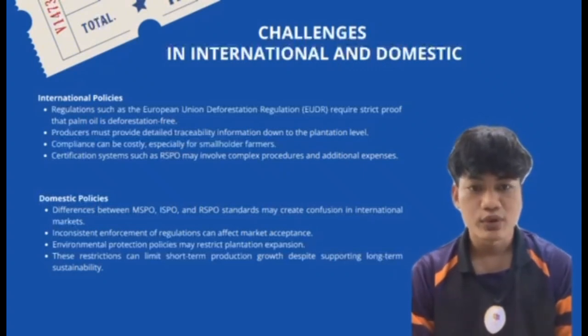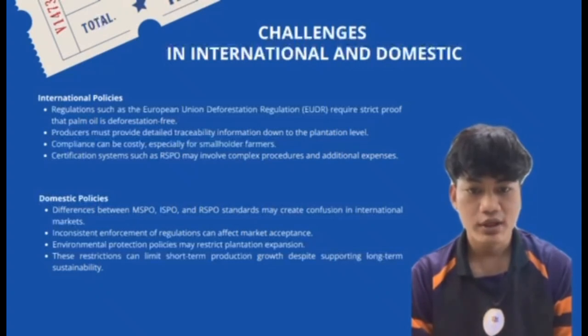We move to domestic policy. Domestic policy can also present challenges when standards and regulations differ between countries. For instance, the requirements of MSPO, ISPO, and RSPO are not always the same, which may create confusion among buyers and producers. Inconsistent enforcement of policy can also affect market acceptance and consumer trust. Furthermore, environmental protection measures such as restrictions on planting expansion may limit short-term production growth, even though they are important for achieving long-term sustainability and protecting natural resources.